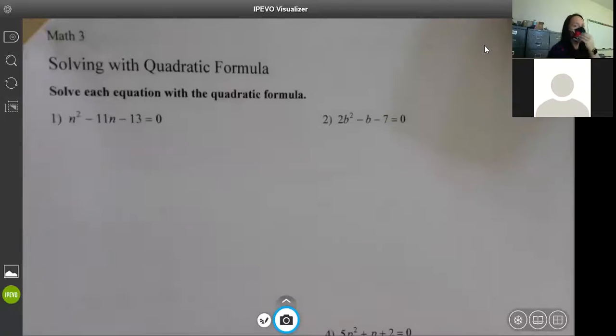We're going to go ahead and get started. We're solving with quadratic formula today. So the only time that I would use quadratic formula is when you cannot factor, okay? And for the most part, everything we did yesterday, we could factor and solve.